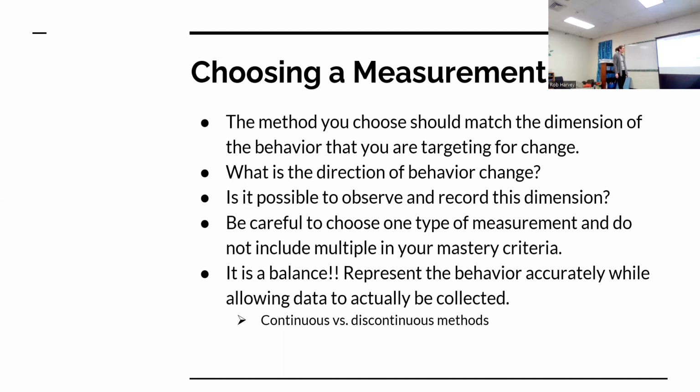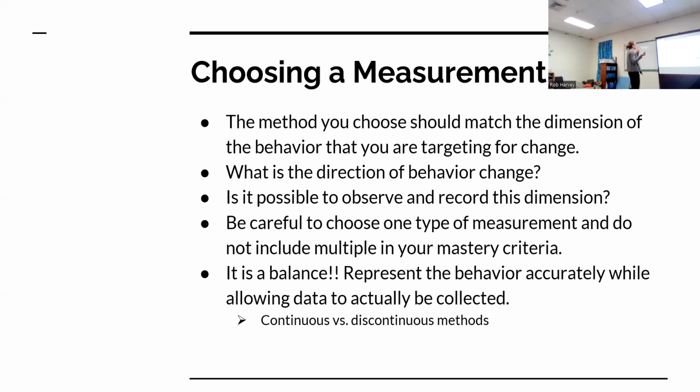What's the direction of behavior change? Again, thinking, do we want to increase or decrease? Depending on that will help you choose. Sometimes you're going to look at the corresponding other behavior, and that's going to more clearly show you how to measure and how to target. And then, is it possible to observe or record the behavior? If it's not, then you need to balance those things.